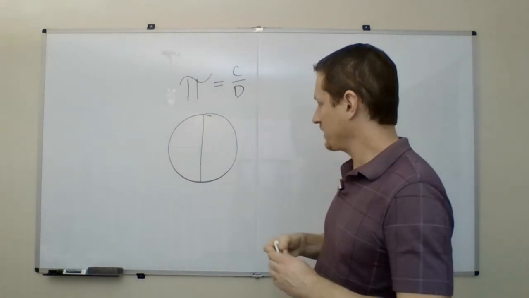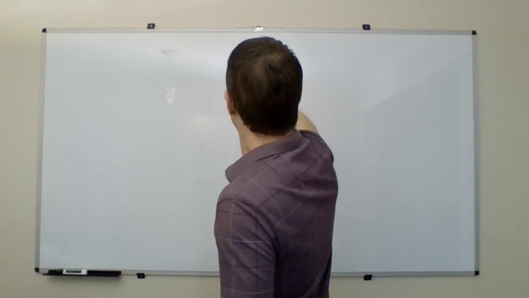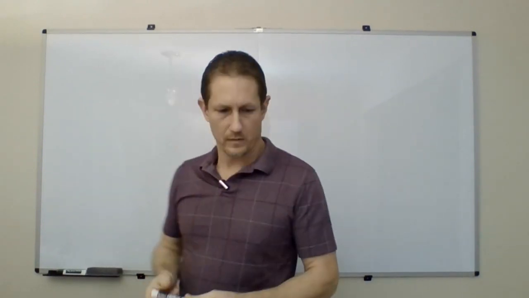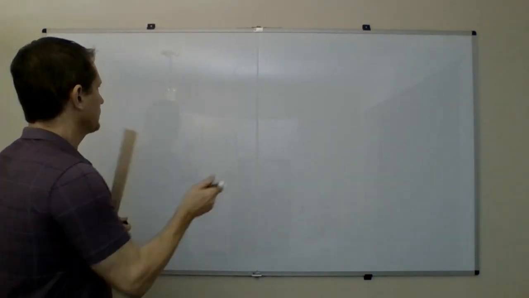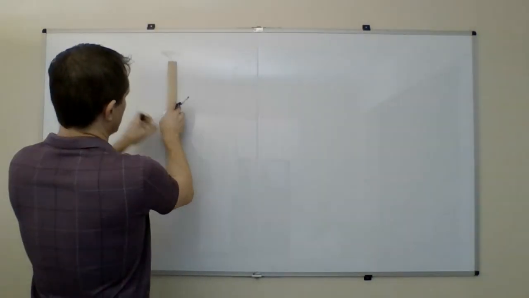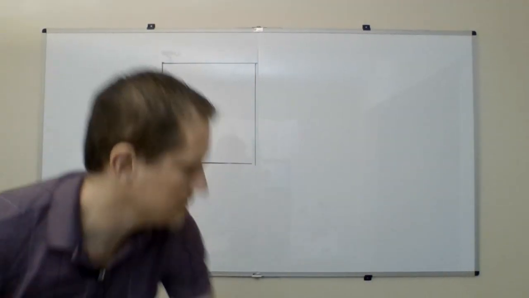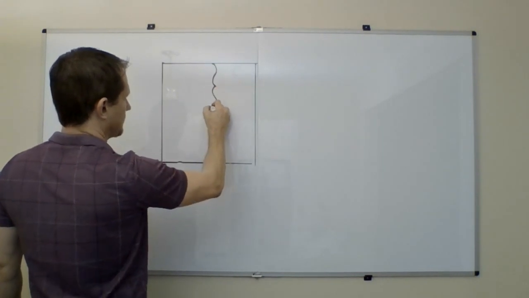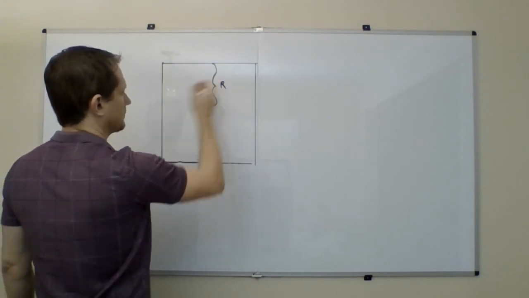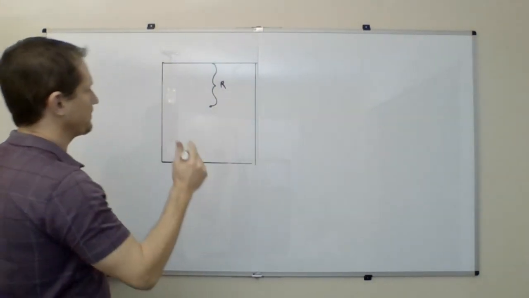Well, how do you actually figure out what that number is? Well, here's what we do. We start, let's say, with a square. And what I'm going to do is I'm just going to call this length right here to the center an R. Eventually it's going to mean radius, but I'll just call it R for the time being.